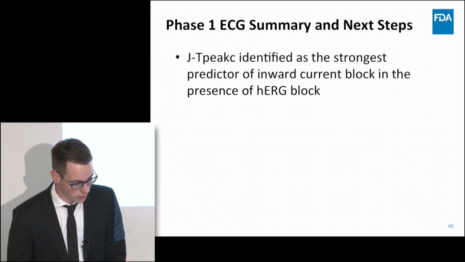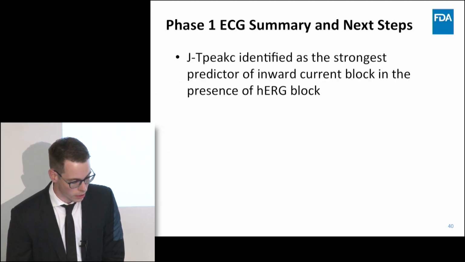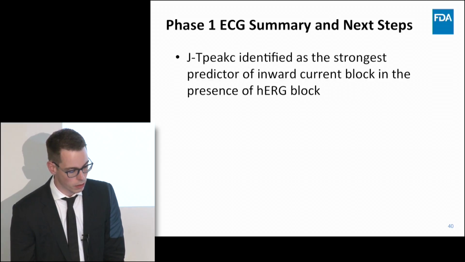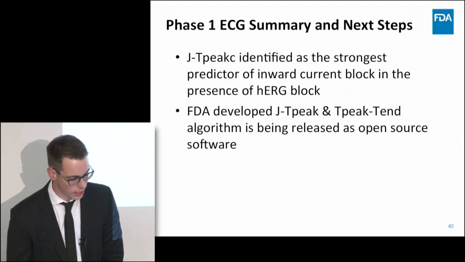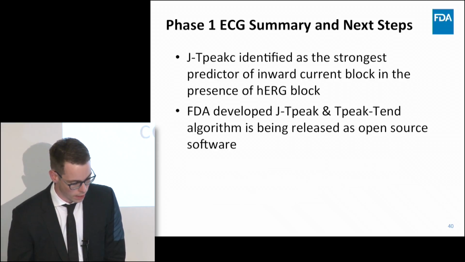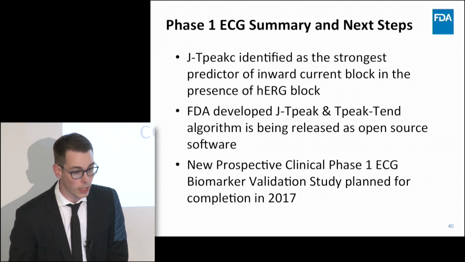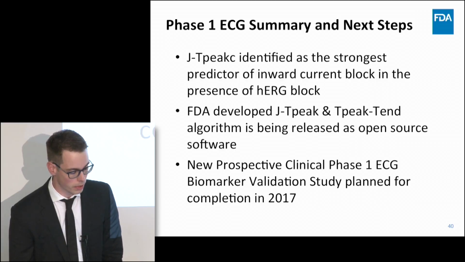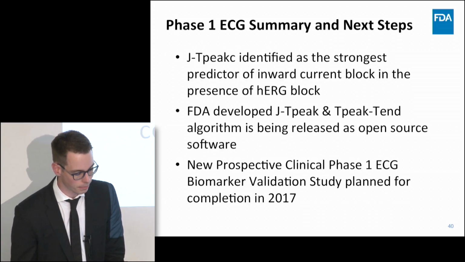So in summary, for the phase 1 ECG biomarker part of CiPA, we saw that J to T peak was identified as the strongest predictor of inward current block in the presence of hERG block. And what we've done so far is that FDA developed a J to T peak as well as T peak to T end algorithm that is being released as open source software. And there is a new prospective clinical phase 1 ECG validation study planned to validate the J to T peak biomarker, and that will hopefully be completed in 2017.